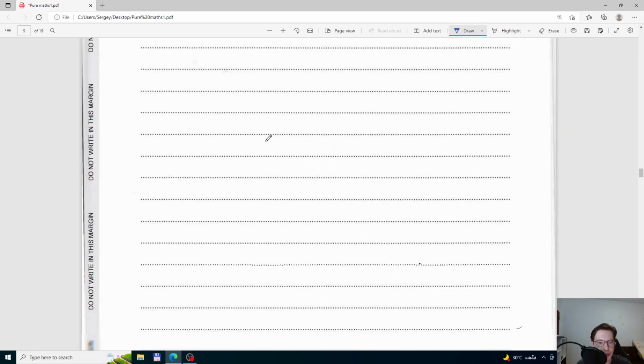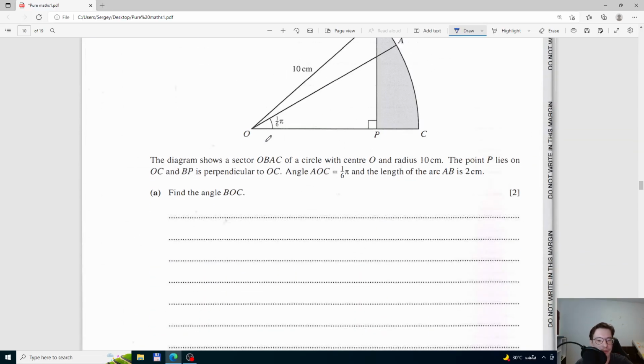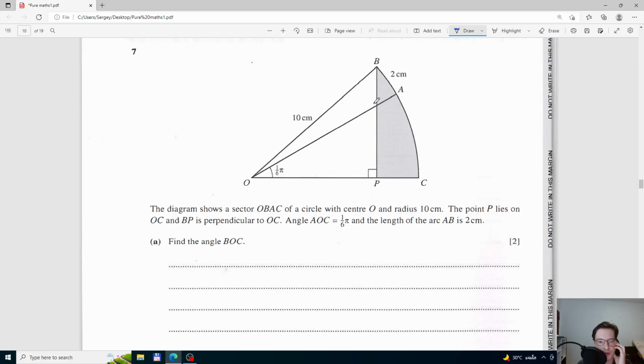One more blank page. Okay, next one. Okay, so let's have a look at this question. Find the angle BOC, and we know the part of it, which is AOC, which is pi over 6. So we just have to find this small angle. We know that the length of the arc is BA, and we are working with the radians. So we'll have to use the formula for the length of the arc, which is R times the angle.